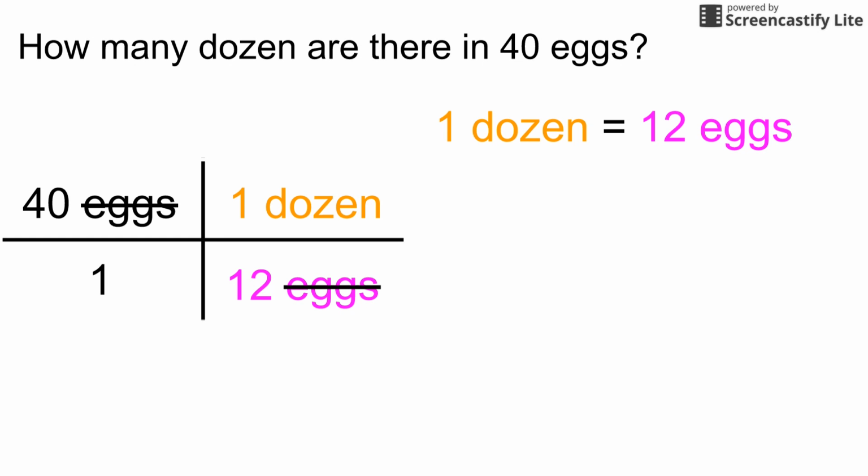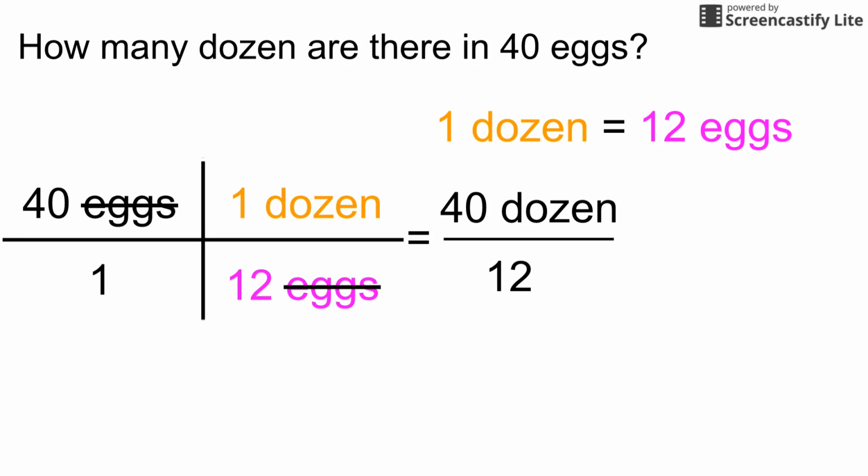And then you take 40 times 1, which is 40. And then 1 times 12, which is 12. And so you can simplify it with 40 dozen divided by 12. Again, eggs drops off the map because they cancel out. And then in your calculator, you take 40 divided by 12, and it'll tell you how many dozen. And you should have gotten 3.3 dozen.